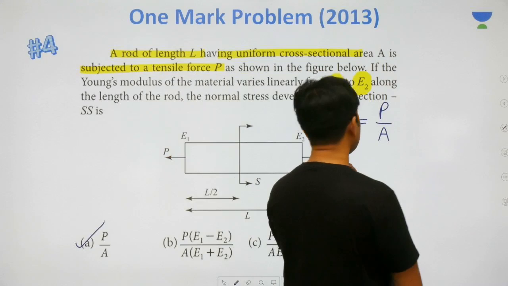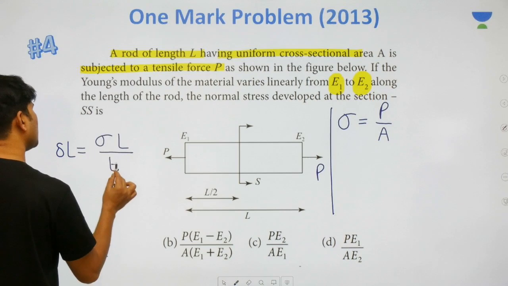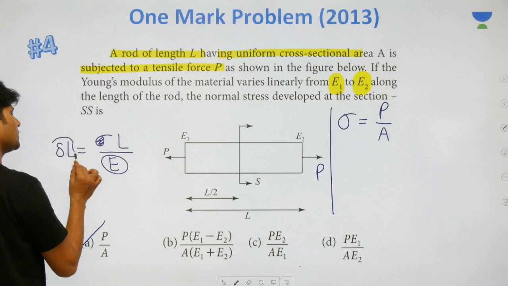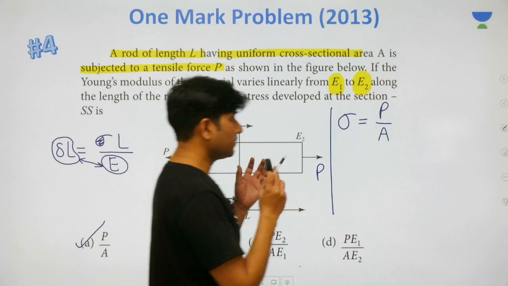As far as the variation in elasticity is concerned, it will have an impact on the elongation characteristics of this rod. Sigma will not be impacted by elasticity. Elasticity will change, so delta L will change, and they will change in such a way that sigma remains uninfluenced. Sigma will remain constant, and by definition, it must remain constant.